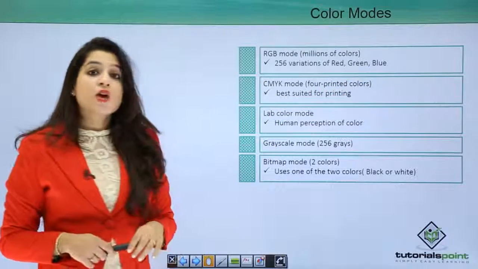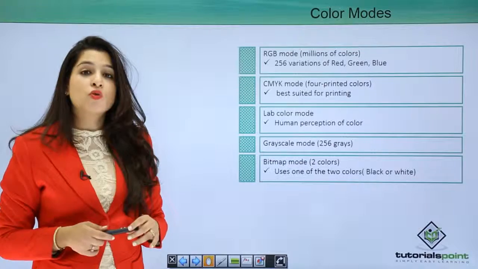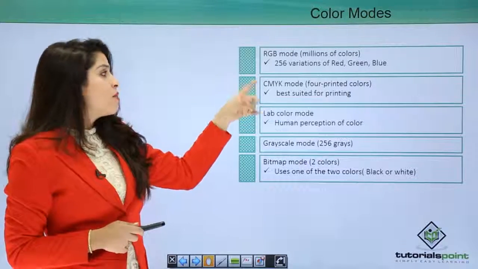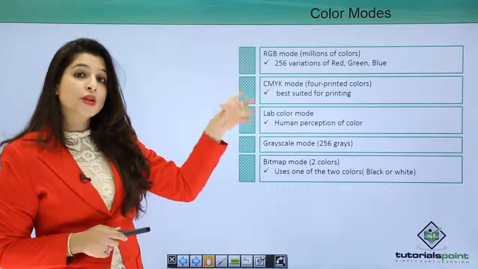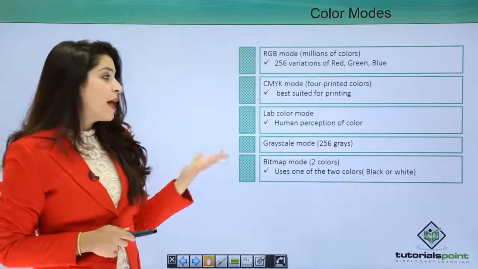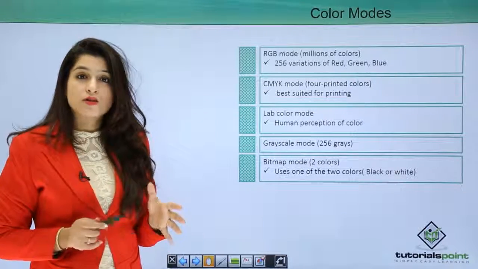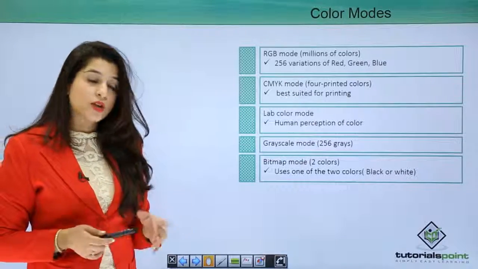For printing, when you know you will print your image, you start your image mode with CMYK: cyan, magenta, yellow and black. So this is best suited for printing your images. The Lab color mode is very close to the human eye. So these colors are very close to the colors that we see with the human eye.